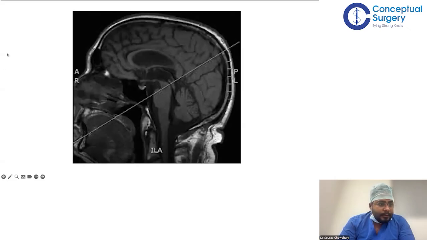I will try to use the pointer here. All right, so this is the aqueduct of Sylvius. This third ventricle communicates with this fourth ventricle, this triangular structure, through the aqueduct of Sylvius, and through the fourth ventricle, the CSF flows down through the fourth ventricular outlet, this particular passageway.